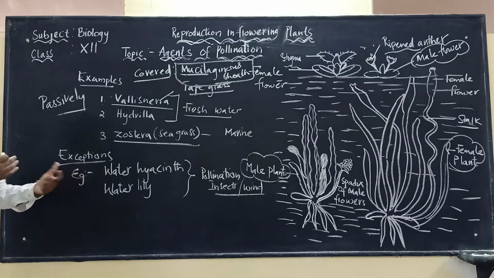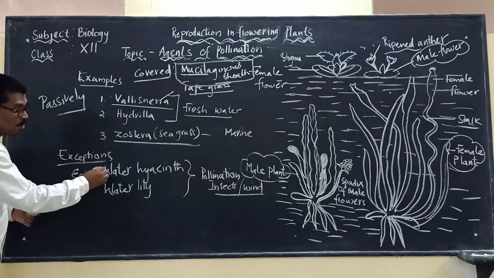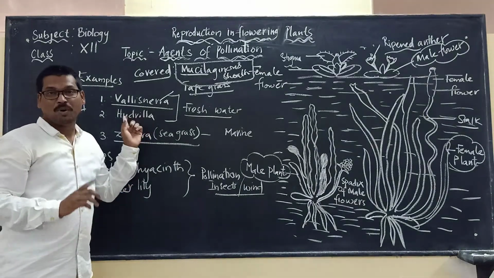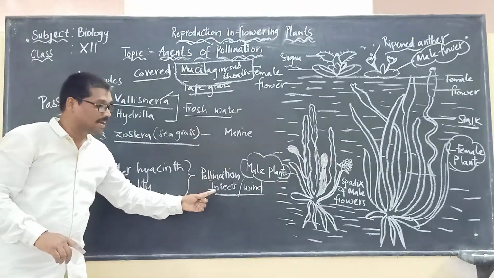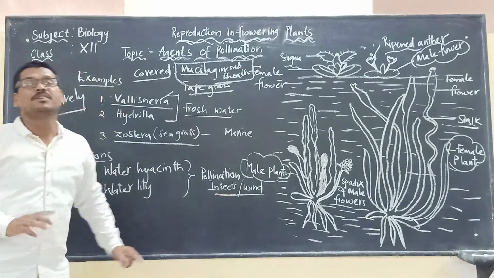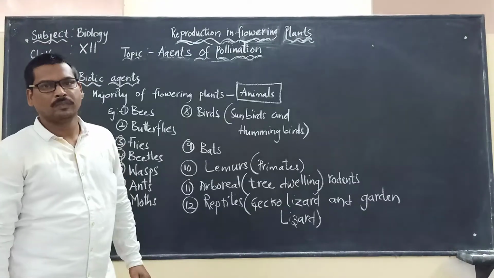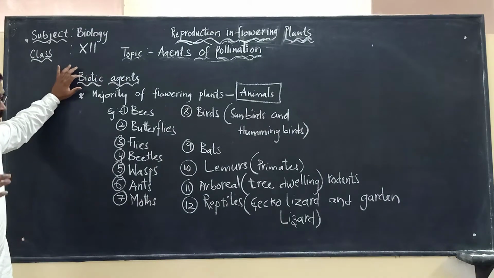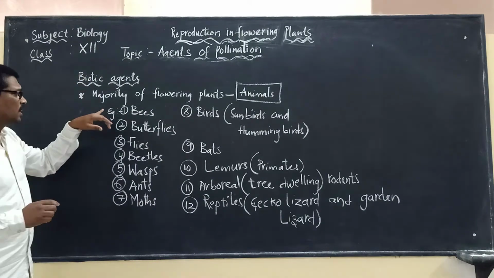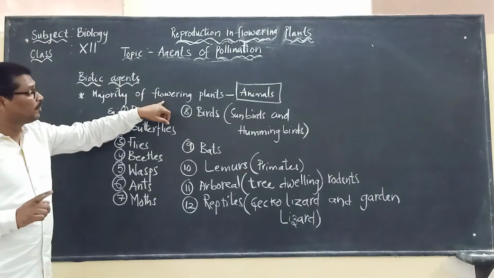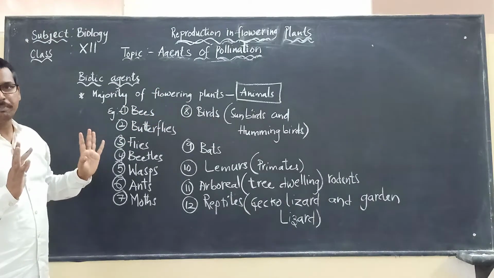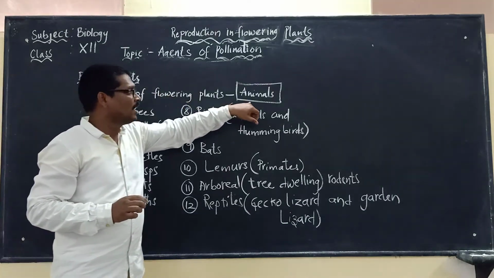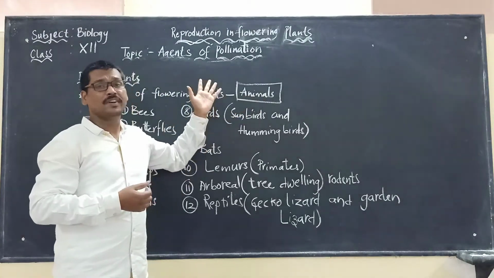The exceptions, which we should not get confused about, are water hyacinth and water lily. They are aquatic plants, but they do not show pollination by water. They go for pollination by insects or by wind. Now, looking at the biotic agents, we have to remember that the majority of flowering plants go for pollination by biotic agents only. Already we said that it includes various types of animals.